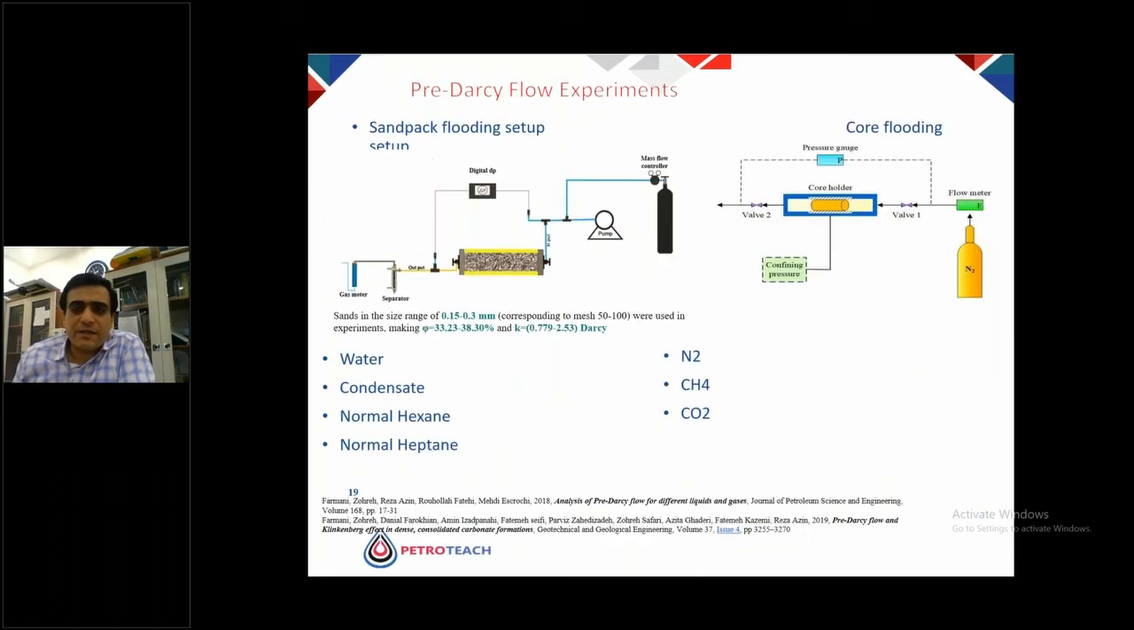In order to understand the conditions of pre-Darcy flow, we have conducted a number of experiments in a sandpack flooding setup and a number of experiments in core flooding using dense samples. And we used water, liquid condensate, hydrocarbon gas condensate, normal hexane and normal heptane as liquids, and nitrogen, methane, and carbon dioxide as the gases.